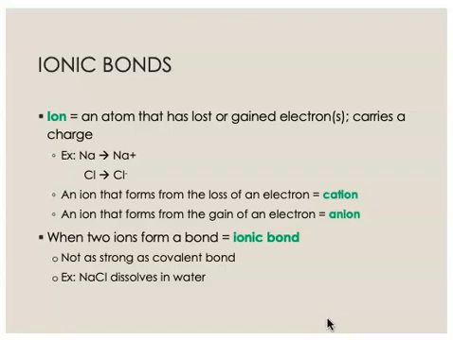So the partially negative oxygen atoms are going to pull on this sodium. They're going to be attracted to it because the sodium has a positive charge. The negative oxygen is going to be attracted to the positive sodium, and it's going to pull on it. In comparison, the partially positive hydrogens in the water molecule are going to be attracted to this negatively charged chloride, and they're going to pull on it. And the result is that the sodium chloride is going to separate, it's going to break apart. The ionic bond will be broken.